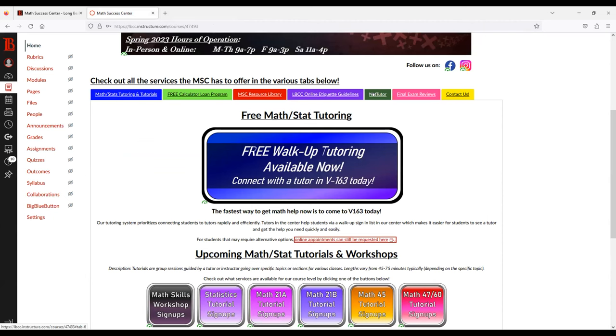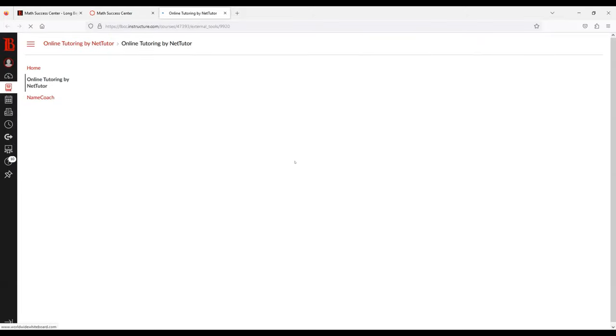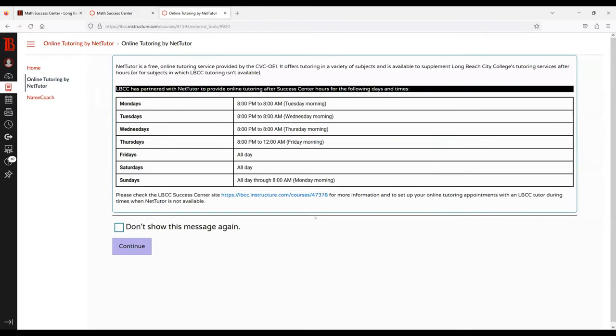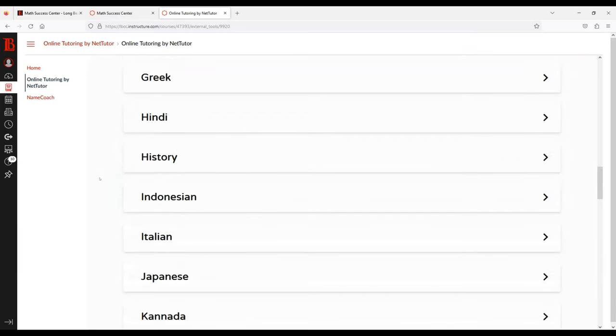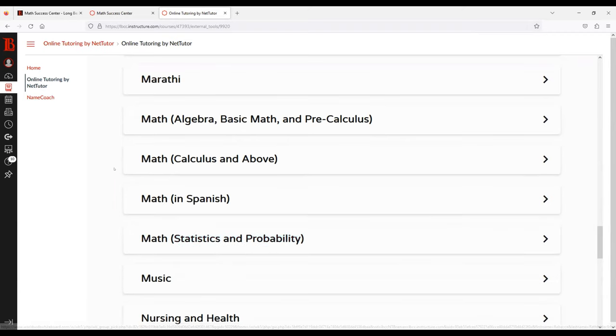So if we are not open and you still need immediate tutoring, we have NetTutor available to you. This is also online tutoring. It's available for you free through the college. You just click this link here. Tutoring Center. Before this, you have to agree to the licensing agreement for the service. Here it's just giving you a rundown of their hours. And once you get through that, you would go down to Math, Statistics, and Probability. And then you have the option for drop-in tutoring for an online appointment or to drop off a question and get a comment from one of their tutors on the problem.